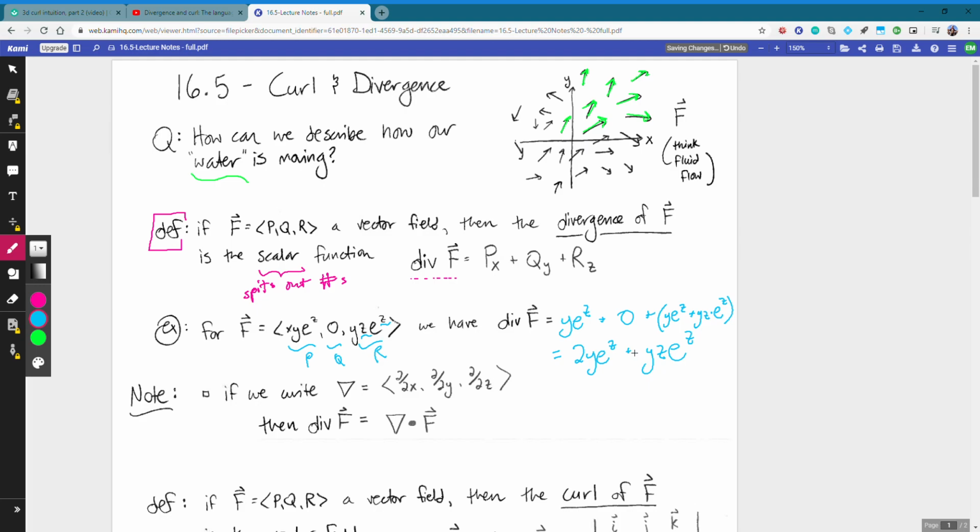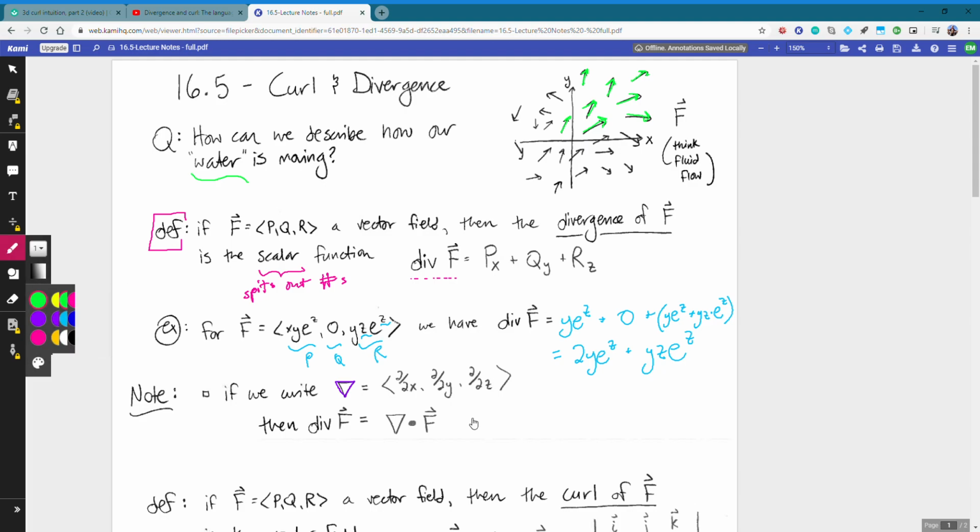Now, one note about the divergence is that there's a nice kind of shorthand way that we can write it. It depends, though, on thinking about maybe an odd-feeling vector. So the idea is, if we write this triangle called a nabla as a vector containing just our partial derivative operators, so not of a particular function, but just the operators, then I claim that we can write the divergence of F as this nabla dot producted with our vector field.